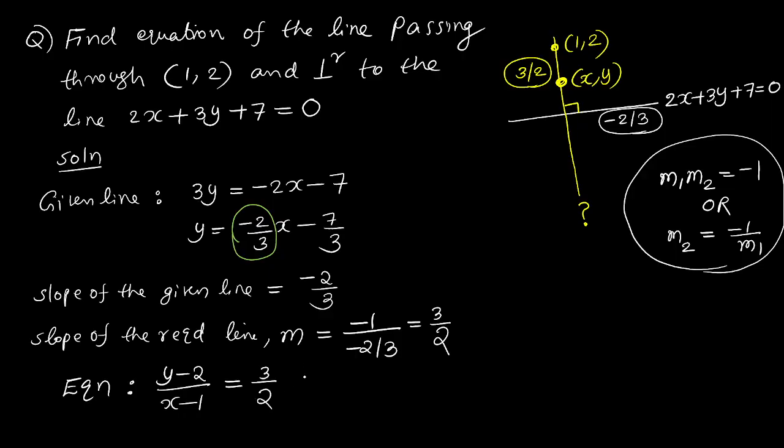You do the cross multiplication. 3 into x minus 1, 3x minus 3. 2 into y minus 2, 2y minus 4. Rearrange. I don't want to explain that step. It is the required line.